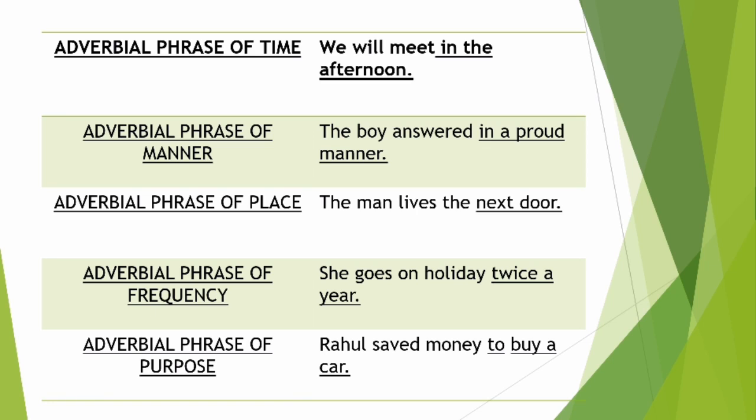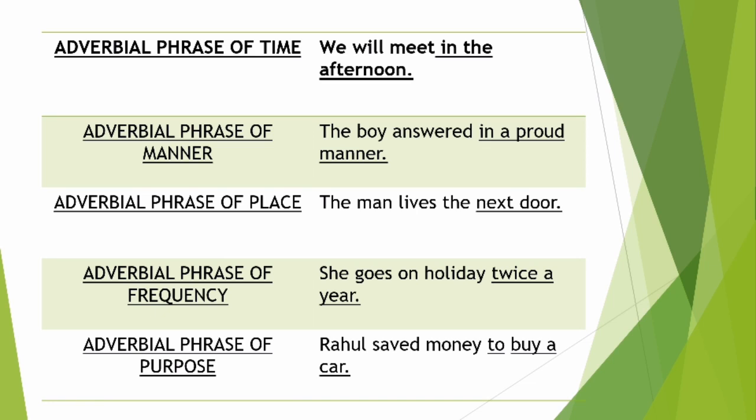In the same way, let's see adverbial phrase of place. The man lives next door. So the place is described, so it will be adverbial phrase of place. Adverbial phrase of frequency: She goes on holiday twice a year. So frequency is described here, students, so it will be adverbial phrase of frequency.